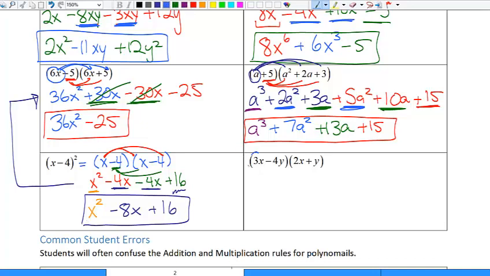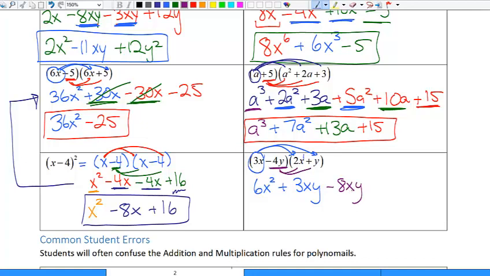So the last one of this type is 3x minus 4y times 2x plus y. Notice we have both variables x and y here. So we'll distribute and get 6x squared. Notice the x times x, because they have an invisible exponent of 1, they add up, plus 3xy. Come back and take the negative 4 and distribute that as well to get negative 8xy.